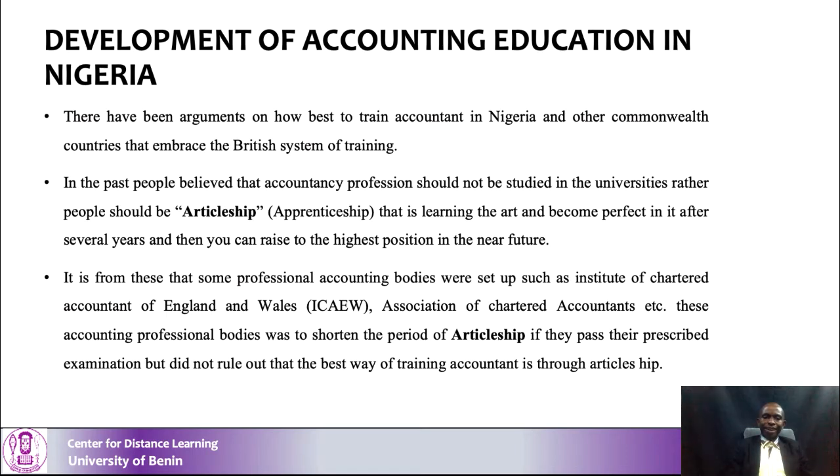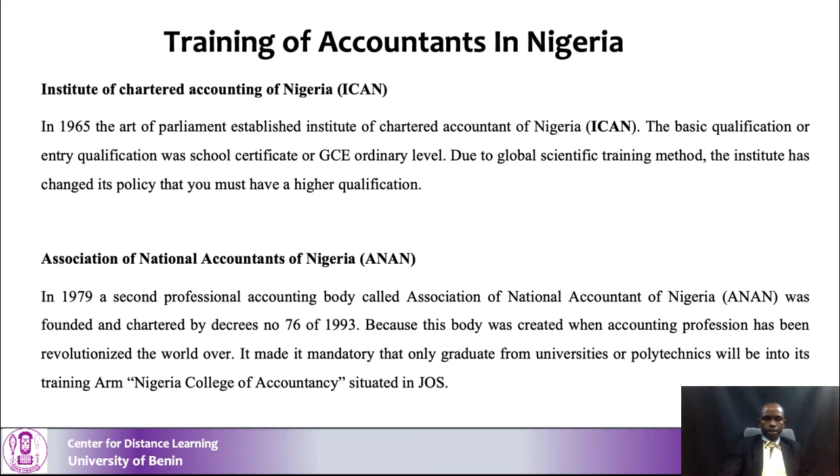It is from this background that professional accounting bodies such as the Institute of Chartered Accountants of England and Wales, the Association of Chartered Accountants, and others were established so as to be bodies that will train accountants. Though they did not undermine the fact that accountants should be trained via articleship, they supported it. So they were able to introduce a system where an accountant will undergo articleship before being allowed to take professional exams.